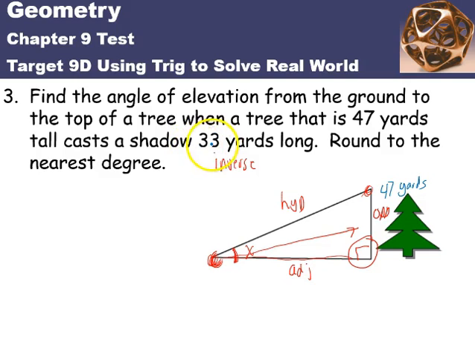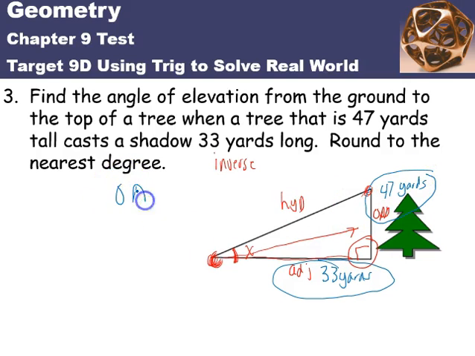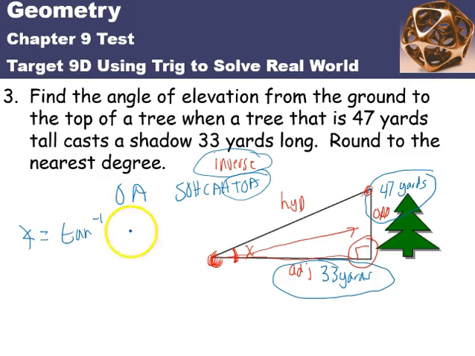Okay, and it casts a shadow that's 33 yards long. So again, 33 right here. And we're looking for the angle. So I have to use the two sides they gave me. They gave me the 33, which is the adjacent, and the 47, which is the opposite. So we add O and A. And according to SOHCAHTOA, O and A is tangent. But I'm finding an angle, so instead of using tangent, I have to use the inverse tangent function. So that formula is the angle is equal to the inverse tangent of the opposite over the adjacent.